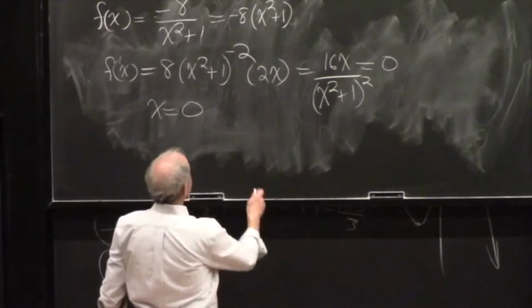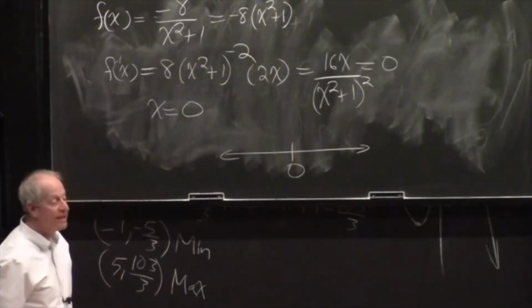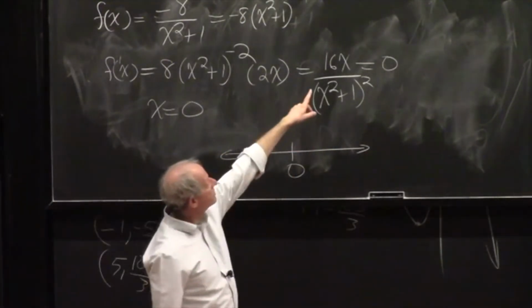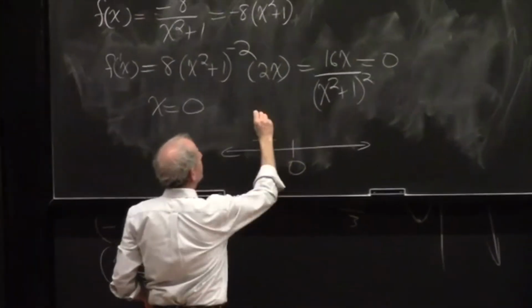All right, so sign test. Pick a number less than 0. How about negative 1? If you plug in negative 1, the numerator is negative, the bottom is always positive, so you get negative, curve's going down.